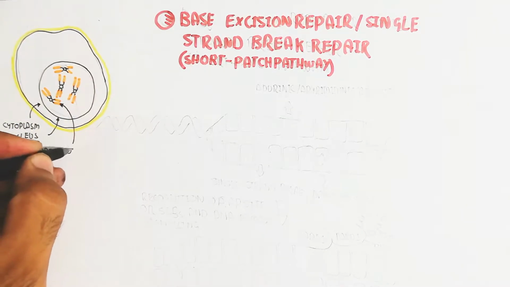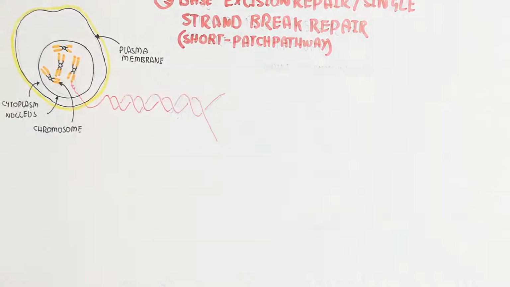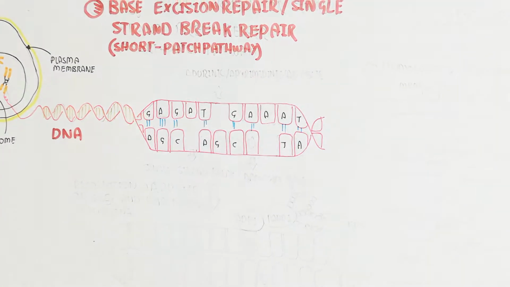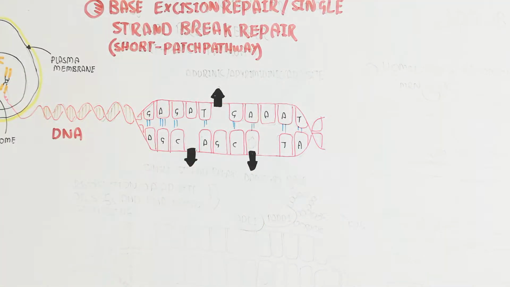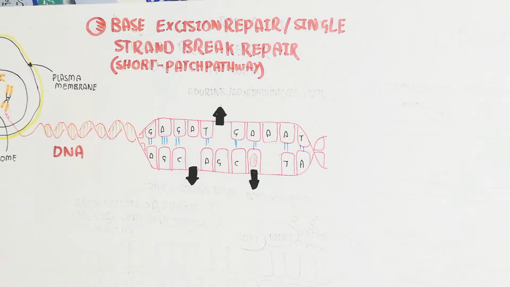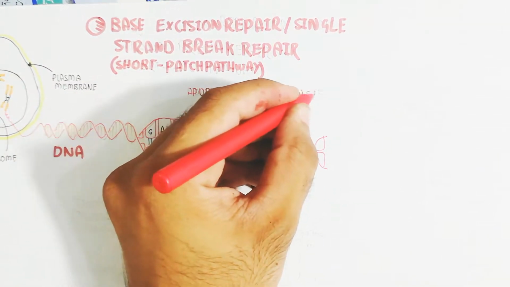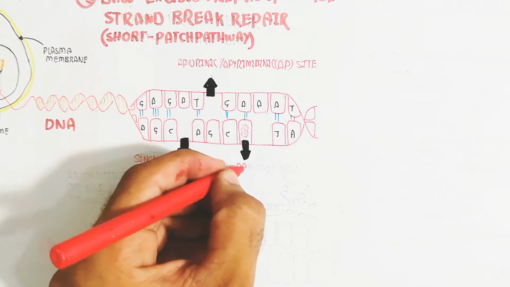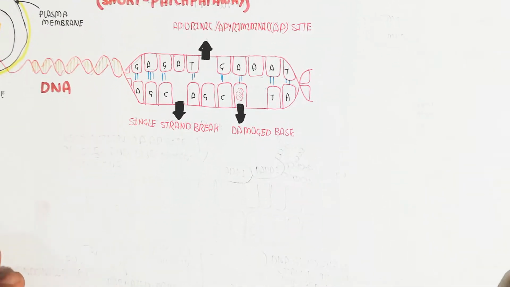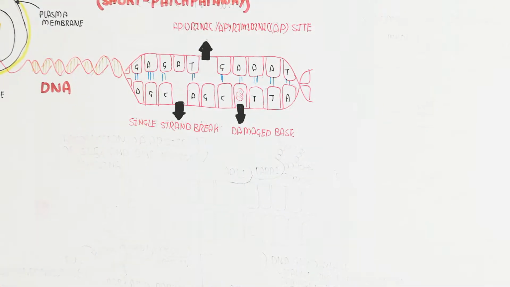So this is the nucleus containing chromosomes, the cytoplasm is here, and the plasma membrane. This is the cell, the somatic cell, remember. It contains DNA. DNA contains nitrogenous bases: adenine with thymine and guanine with cytosine. Here is a different situation, the apurinic or apyrimidinic AP site, which will be a base excision. And here is the single strand break and the damaged base, damaged due to some reason, due to some epigenetic mutation.